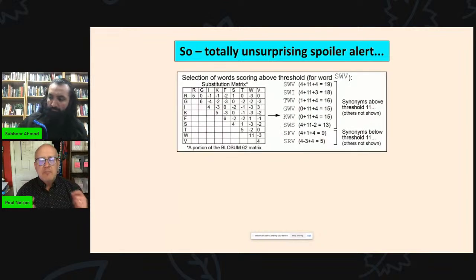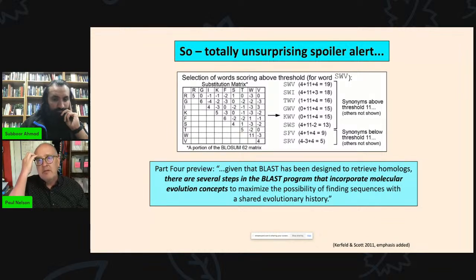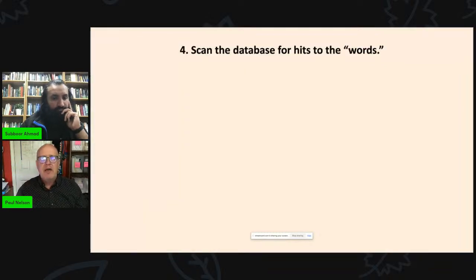Now, these matrices are based on evolutionary principles. And next time, I hope to go into this in a little more detail. But all I wanted to indicate today is a significant amount of evolutionary theory is built into BLAST, sort of baked into the algorithm. Whether you find that objectionable or not, I guess it's a matter of taste. For me, it's something that I worry about, frankly. And next time I'll say more about that.